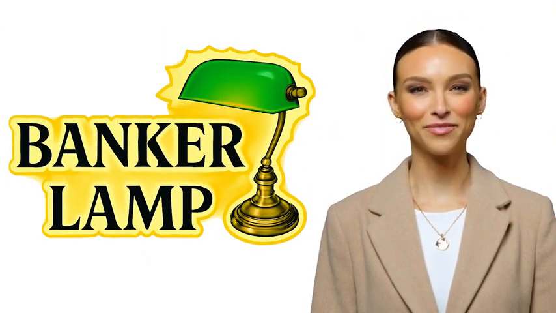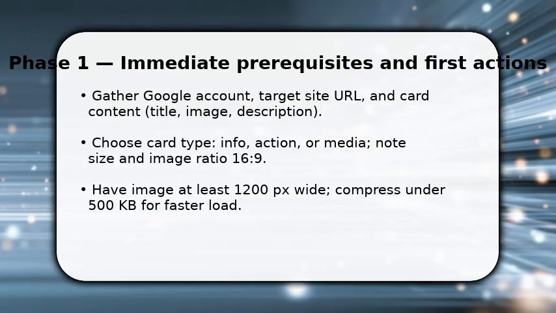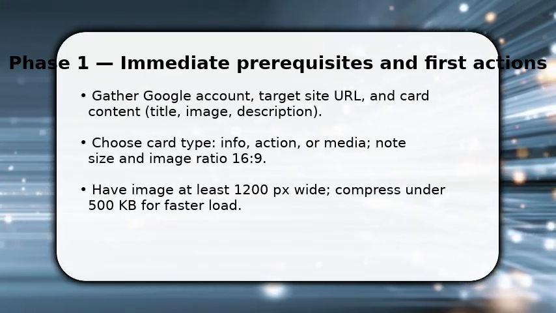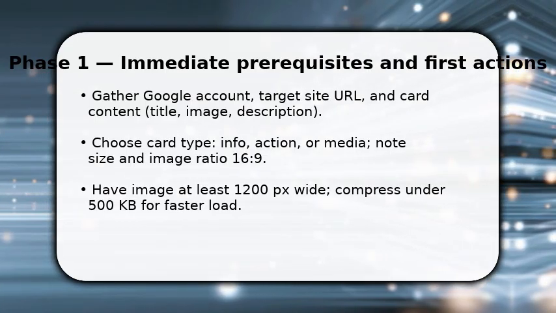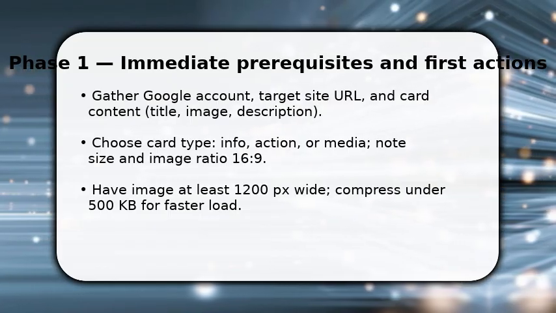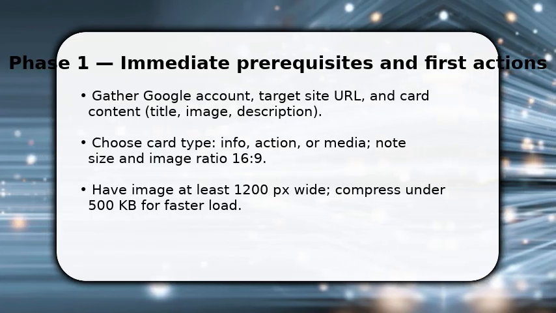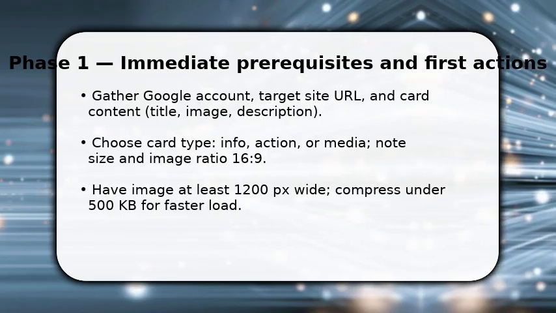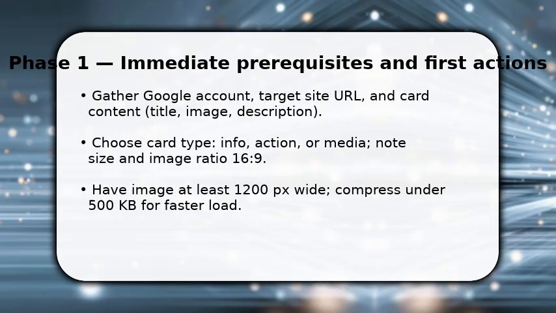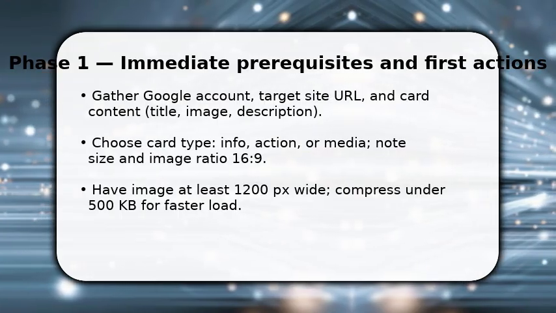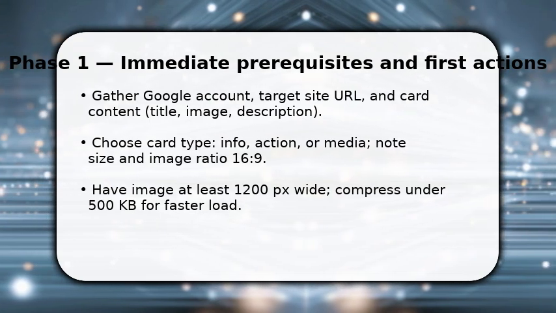Please enjoy the video. You start by collecting the essentials and then take the first actionable steps. Sign into your Google account, open the Cards tool or Google Search Console card builder, and paste the target URL. Next, select the card type, info, action, or media, because that determines fields and behavior. Then upload a 16:9 image and enter a concise title plus a 1-2 sentence description. Once done, make sure file sizes are under limits, so validation runs smoothly and you avoid later errors.